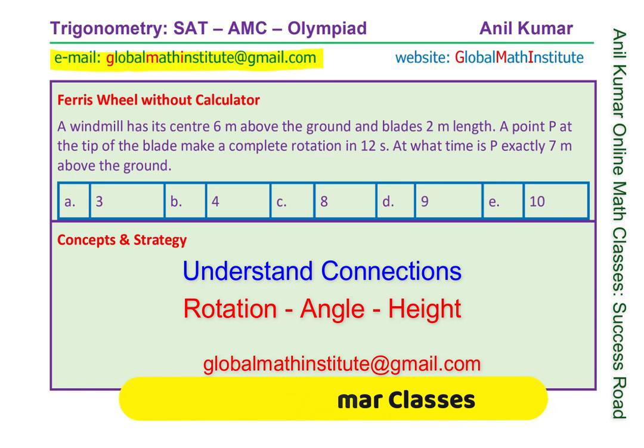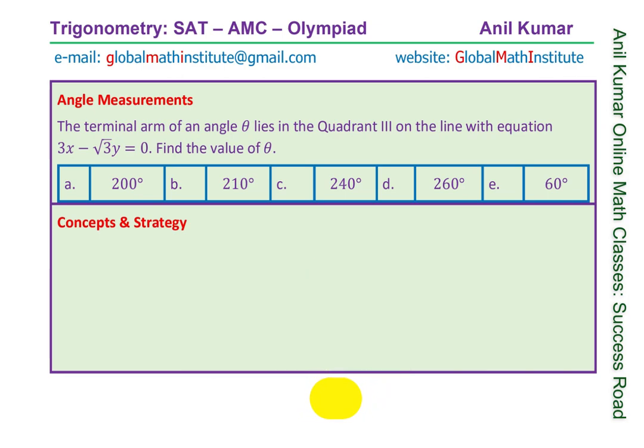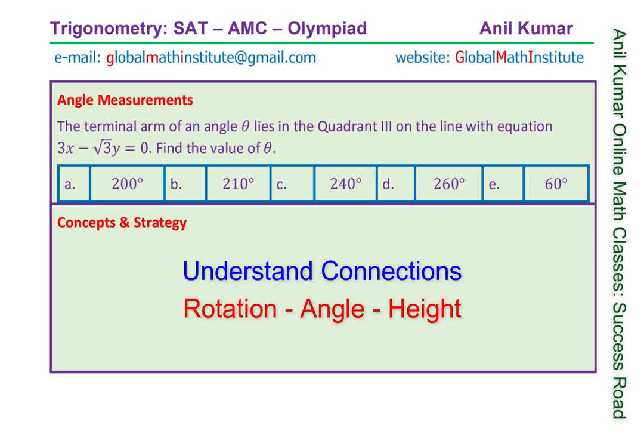Now, we have another question here, which looks different, but is actually the base for the solution of the above questions. Here, we are talking about angle measurements. The question here is, the terminal arm of an angle theta lies in quadrant 3 on the line with the equation 3x minus square root of 3y equals 0. Find the value of theta. So here we are talking about finding the value of theta.